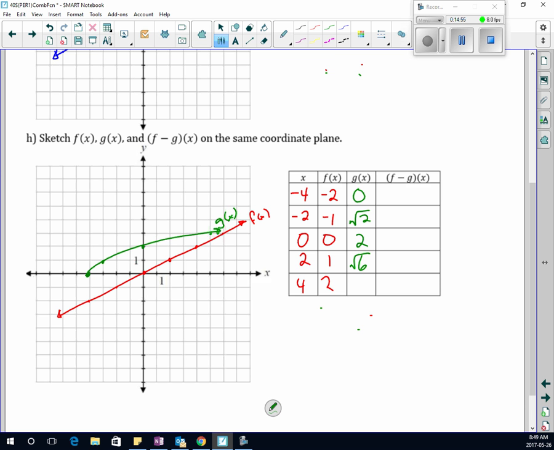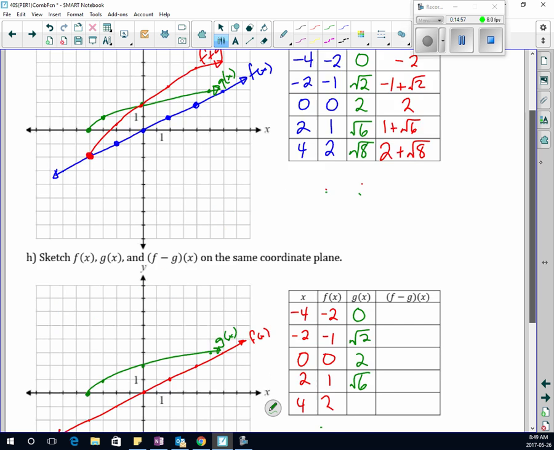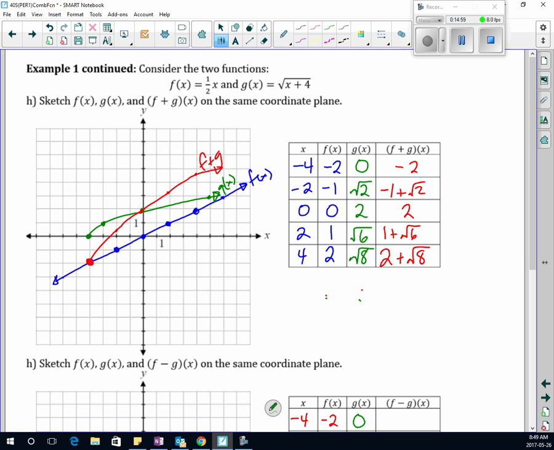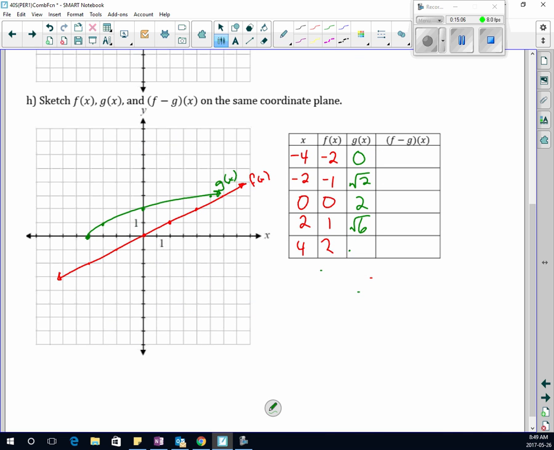What do you mean, how do I know? I plug it in. The equation says root of x plus 4. So whatever your x value is, just plug her in, plug her in. So then 4 goes in, I get root 8.